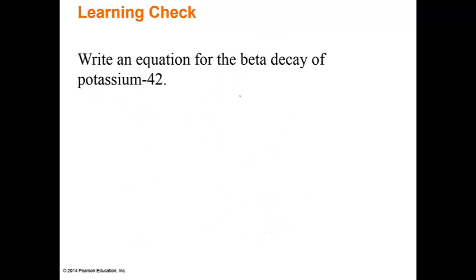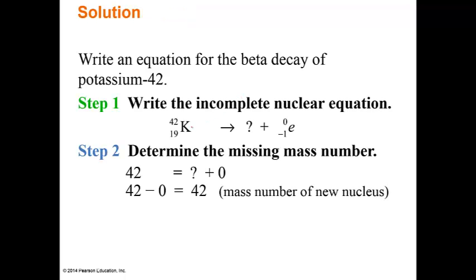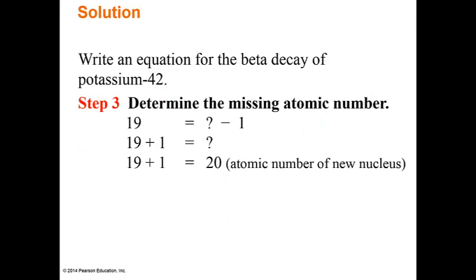So let's look at the beta decay for potassium-42, all right? So we got 42, and that's our atomic mass. And we know in a beta particle, the mass isn't going to change, so we know that the mass is going to be still 42. So we know that we're going to gain a proton, which is going to increase the atomic number, right?